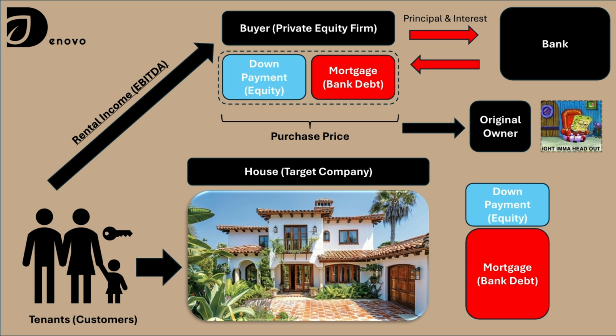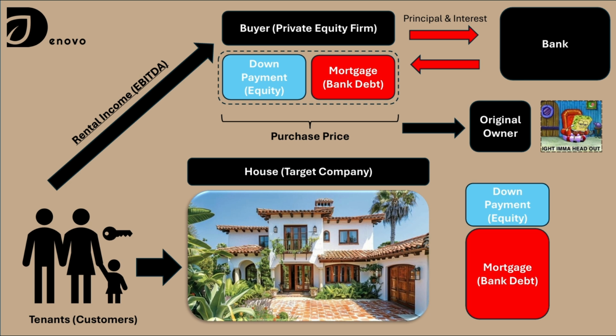So, in this scenario, let's pretend that you get some tenants into the house who you are going to charge rent monthly. You use this rental income to pay the principal and interest on the mortgage. And if you do the math right, there will be some extra cash left over for you.